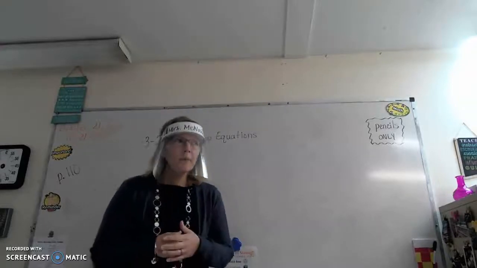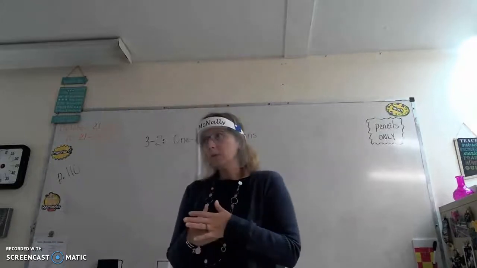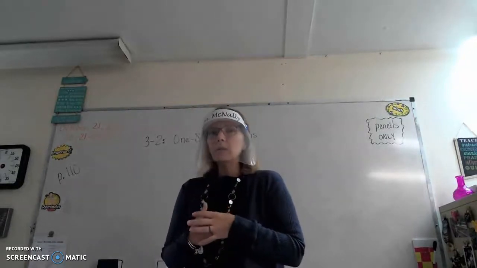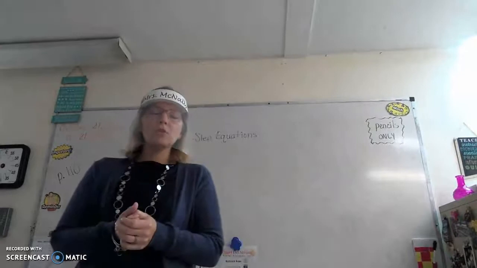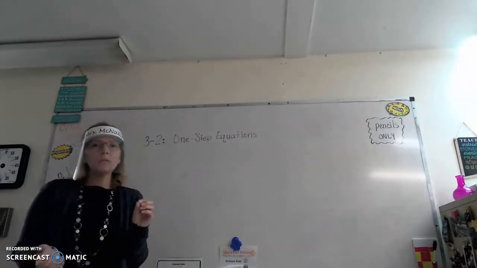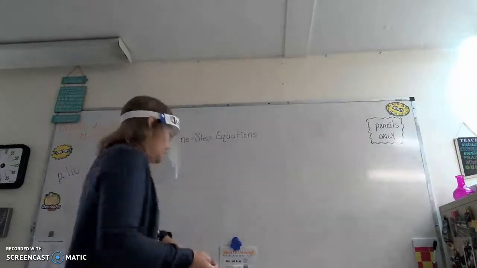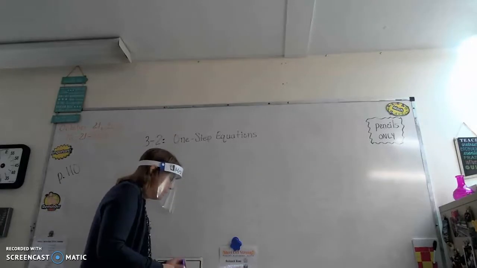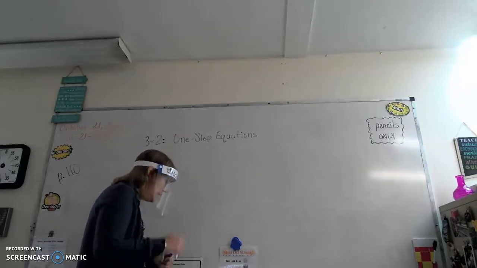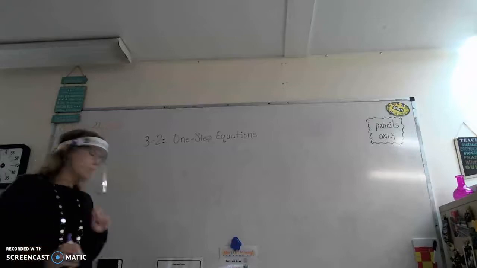All right, so today we are starting chapter 3-2, one-step equations. We're going to learn how to solve one-step equations. This is just a review because you already know how to do it. And then the next section is going to be two-step equations, so this is just going to build on what we're going to do next. So I'm in the book on page 110, and we're just going to start doing the examples in the top section, starting with number 1.